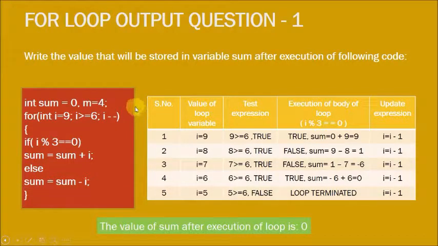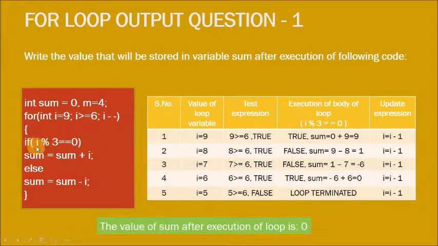So after that, we will again jump to the update expression. The update expression is i--, which is equivalent to i = i - 1. So the value of i is 9. After the update expression, the value of i will become 8. So in the second iteration, the value of i is 8. After this, the program control will go to the test expression. Now 8 greater than or equal to 6. Yes, it is true. As it is true, the body of the loop will be executed.